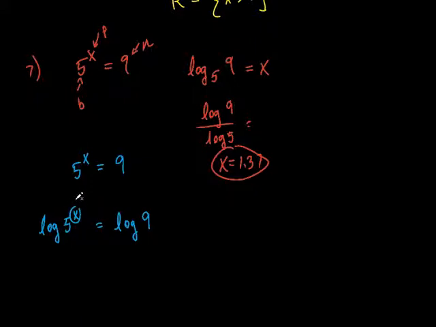It's called the power rule. Put it out in front, exactly, and multiply it. Remember that? That's a really important rule to remember. So what would that look like? That would be x log 5 equals log 9.